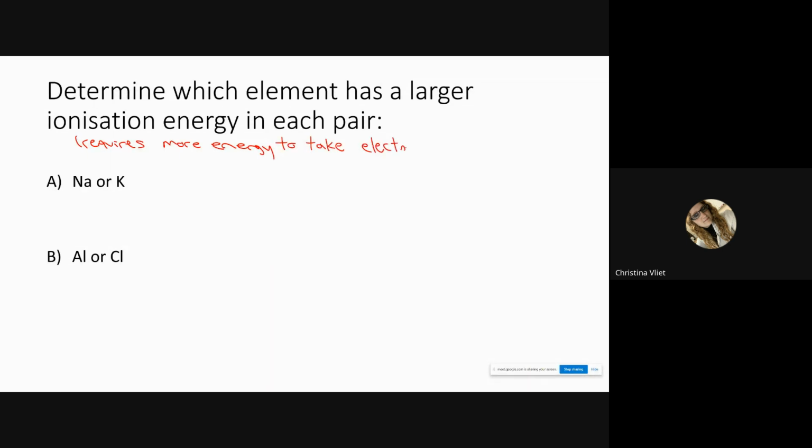So in the first pair, we're going to be looking for the smaller of the two, right? The smaller of the two will always require more energy. And so it's going to be Na. Na is correct. So we're looking for the highest on the periodic table, and we're looking to the most right this time. So would aluminum or would chlorine require more energy to pull the electron away? Chlorine.